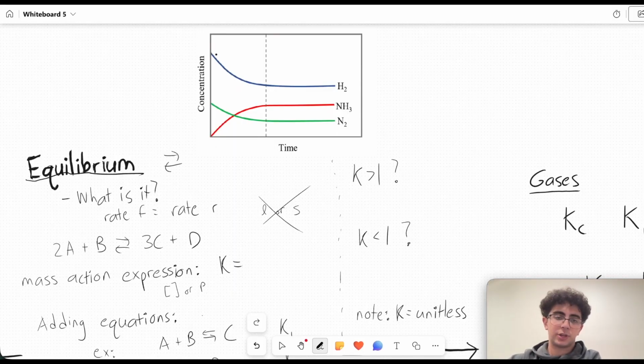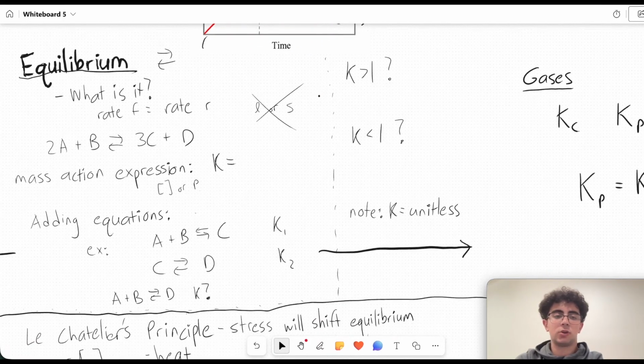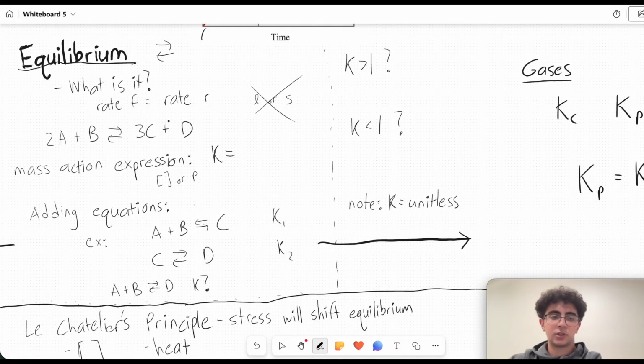You could start off with your reactants, and then you would slowly start to form products and use up your reactants. But then at some point, the concentrations are just going to stabilize and nothing's going to run out. This is what we call equilibrium, the equilibrium concentrations. What equilibrium actually says is that the forward rate of a reaction equals the reverse rate.